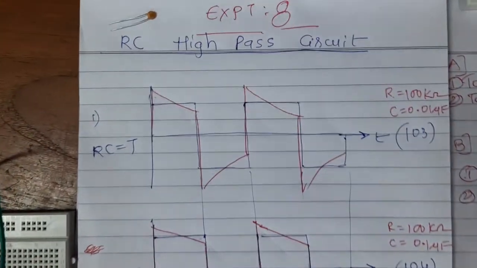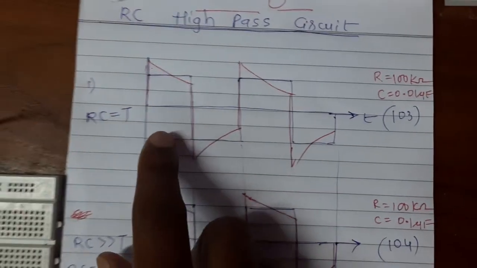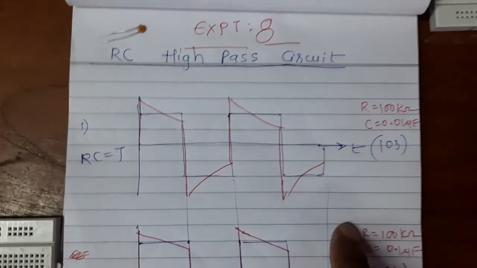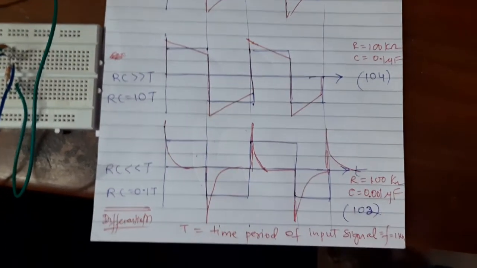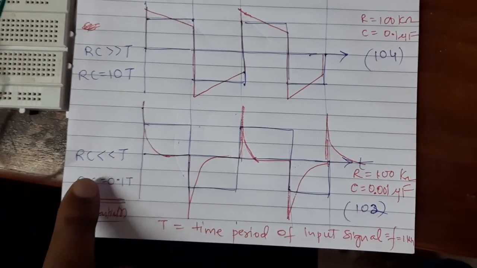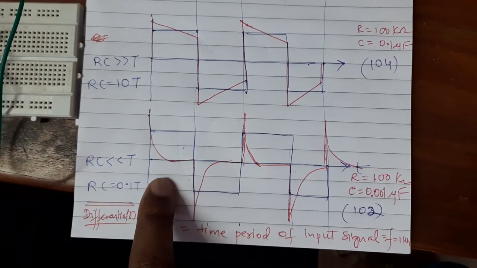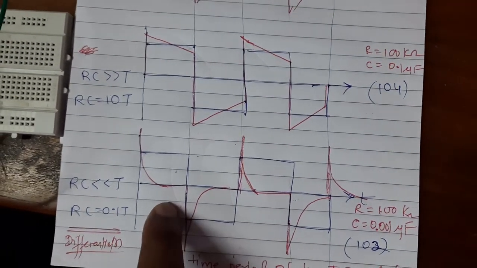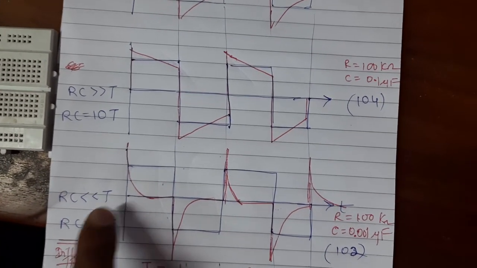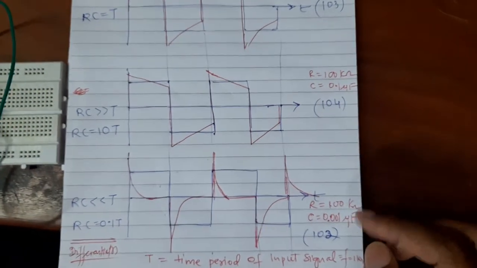Here you can see we have taken some cases. This is when RC is equal to T, so expected waveforms are like this. When RC is equal to 10 times T, you should get expected waveforms like this. And when RC is very much less than T, your circuit works as a differentiator. For a square wave input, you get proper spikes. So this circuit works as a differentiator only when RC is less than T, or when RC is equal to 0.1 times T.